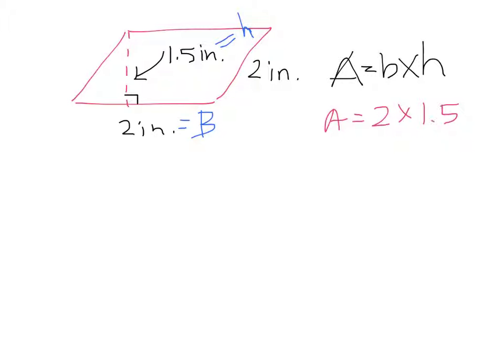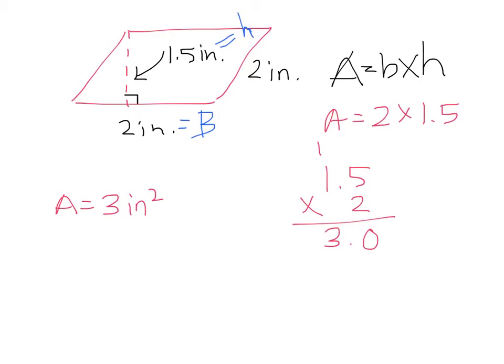Now, we just did a whole chapter on multiplying and dividing of decimals. So should you be able to do this? Yes. Okay, so take 1.5 times 2. Ignore the decimal. Bring in the decimal. And you get 3 what? 3 inches squared. Area equals 3 inches squared.